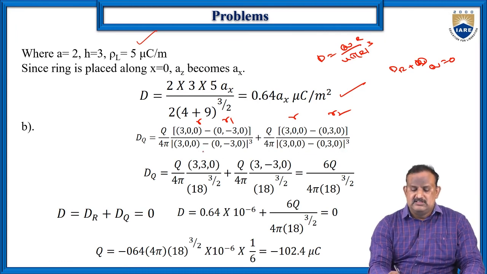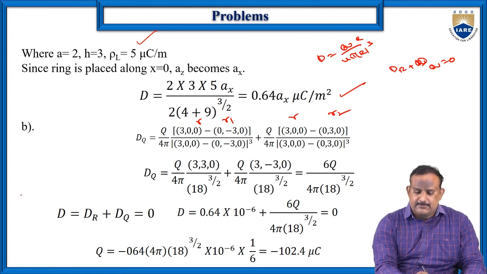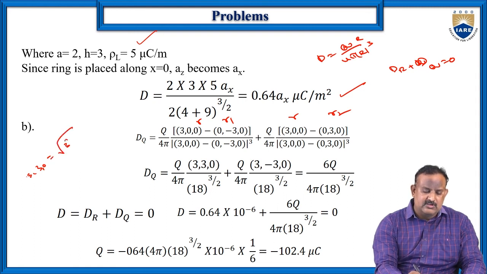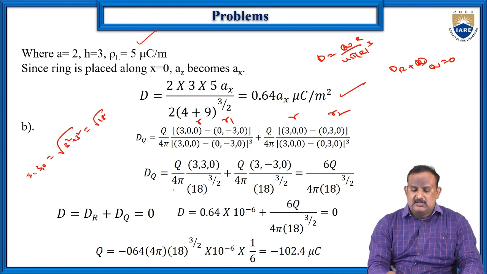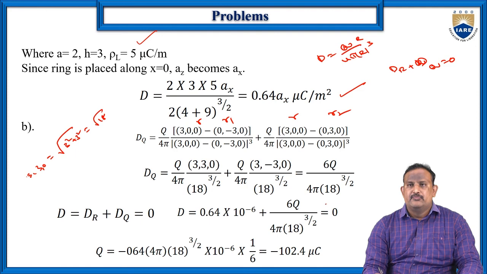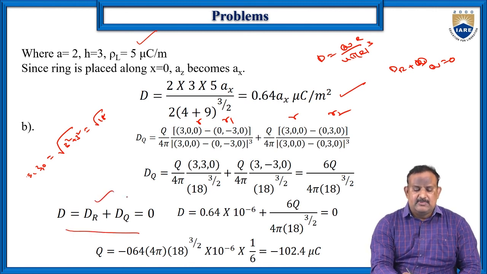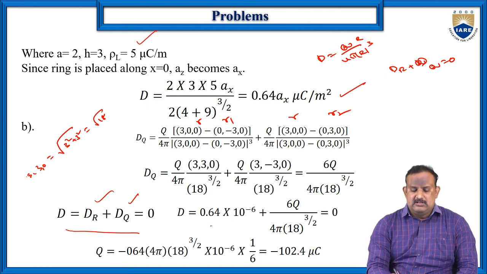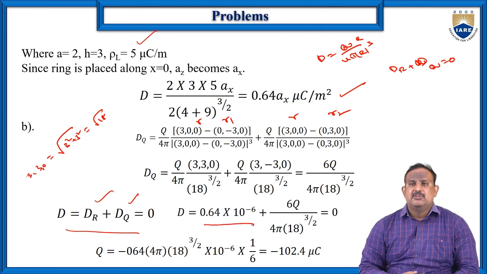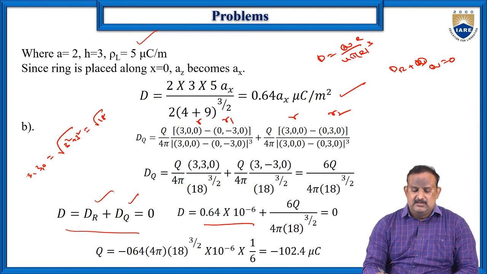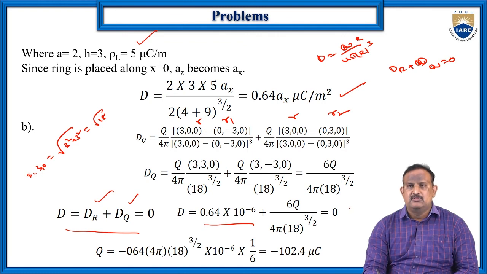So if you find out the distance between these two, the magnitude is root of 3 square plus 3 square, it is root 18 for both. So here the total value D_Q is equal to 6Q by 4 pi into 18 power 3 by 2. So now we need to find out the total electric flux density. The total electric flux density D is equal to D_R plus D_Q, which is equal to 0. So here D_R value is 0.64 into 10 power minus 6 and D_Q value is 6Q by 4 pi into 18 power 3 by 2 is equal to 0.